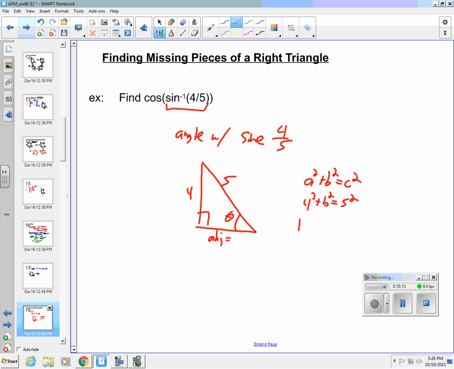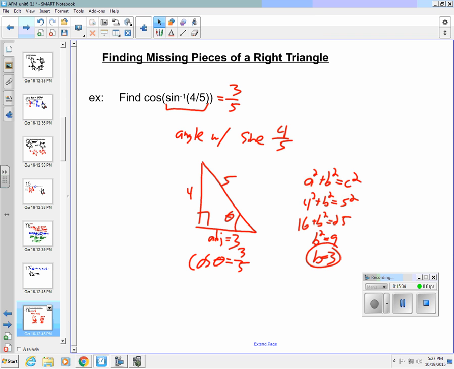Solve. B squared is 9, so the missing side B would be 3. And then we could find the cosine of this angle, which would be adjacent over hypotenuse, 3 over 5. Right, so just using the definition of the inverse trig ratios, we can use that to find missing pieces of the triangle, set up the triangle, and then find other trig ratios based off of that angle.